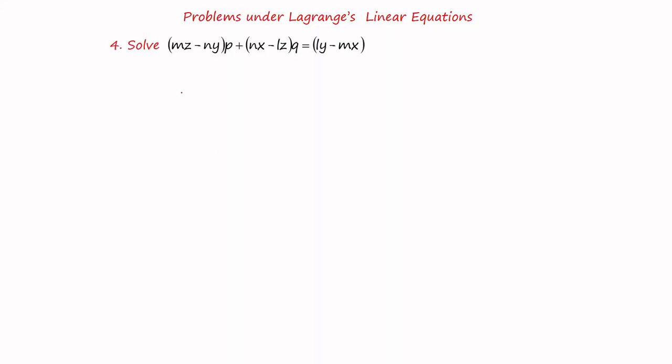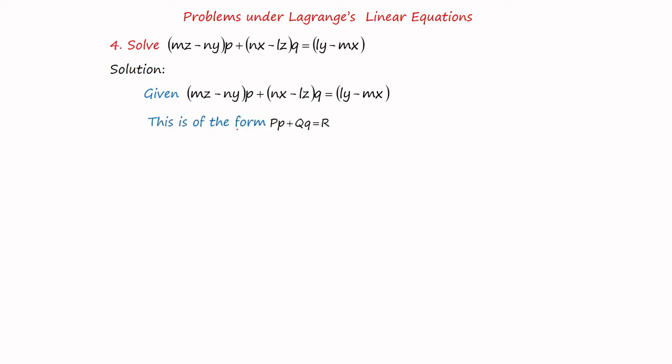Solve (mz minus ny) p plus (nx minus lz) q is equal to ly minus mx. We have to find the solution for this. This is of the form Pp plus Qq is equal to R, isn't it? Capital P is some function multiplied by small p, and capital Q is some function multiplied by q, and R is a function in x, y and z. So this is called a Lagrange's linear equation.